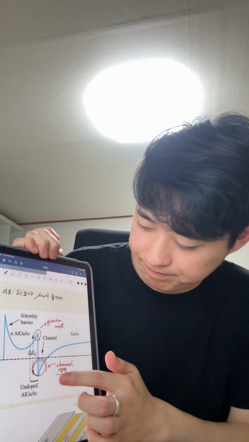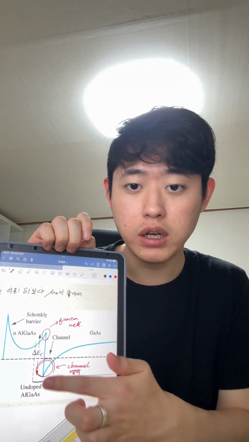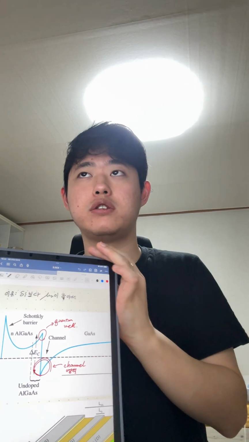Here's the channel. This 3-5 FET's advantage is that electron mobility is better than silicon. So a special-role transistor can be made from this 3-5 transistor.